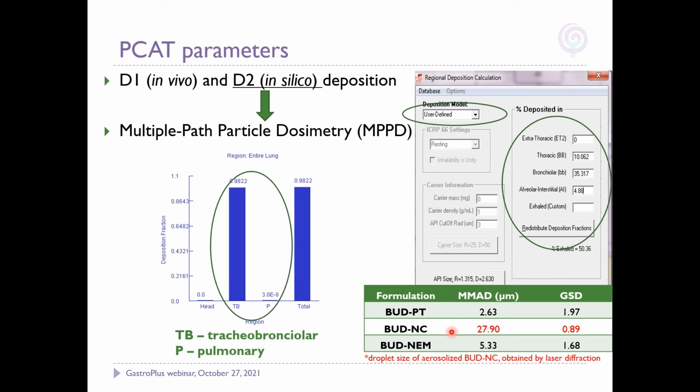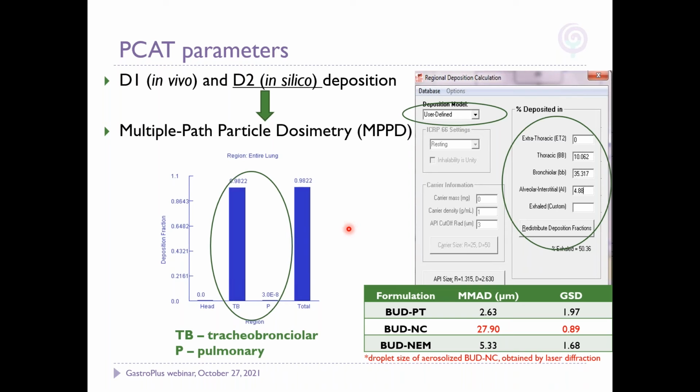Here we just have to note that in the case of budesonide nanocrystals, droplet size was used as input, since this was a liquid formulation, and we could assume the droplet size would be a better predictor of drug deposition in the lungs than the diameter of solid nanocrystal particles.